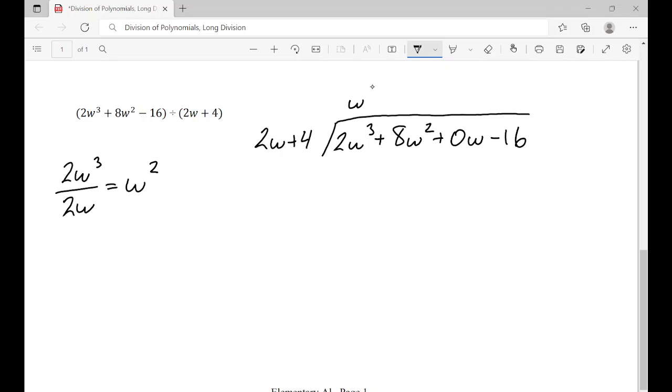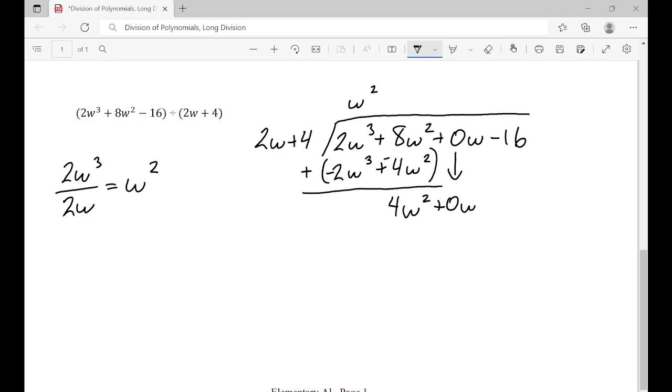And so w squared goes up here. Distribute w squared to 2w and to 4. We're going to get 2w cubed plus 4w squared. And we're going to subtract it. And so I'm just going to change the signs like so. So 2w cubed plus a negative 2w cubed, which is 0, gone. 8w squared plus a negative 4w squared is going to give me 4w squared. Again, I have two terms here, so I'm going to bring down a second term. Now I'm going to start all over again.